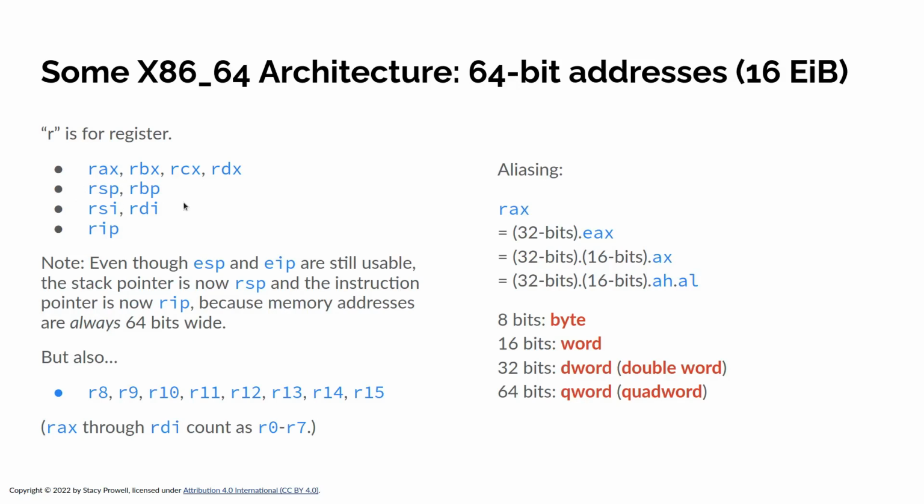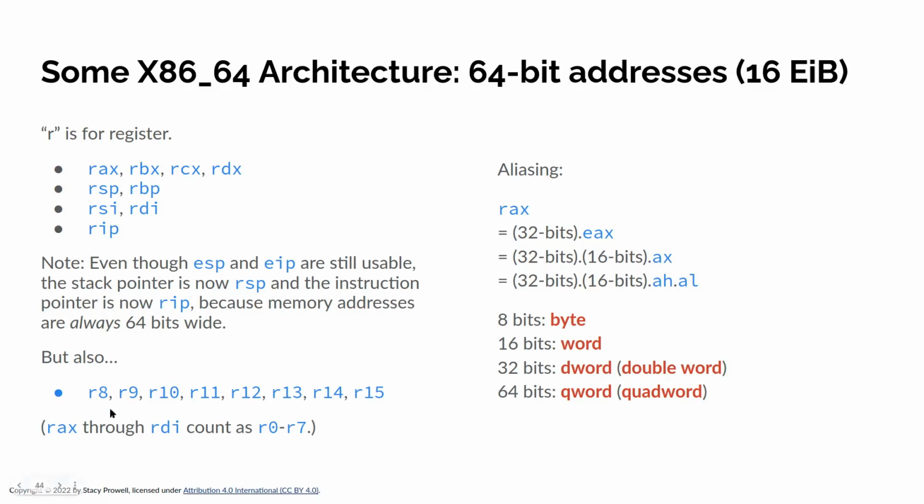And so the stack pointer, the base pointer, the instruction pointer, those are addresses, so they have to be 64 bits. So ESP and EIP are no longer the stack pointer and instruction pointer. They're just the low 32 bits of those registers. So if I want the low 32 bits of RAX, that's EAX. The lowest 16 bits is AX. Byte 0 is AL and byte 1 is AH. So there's different ways I can alias it.